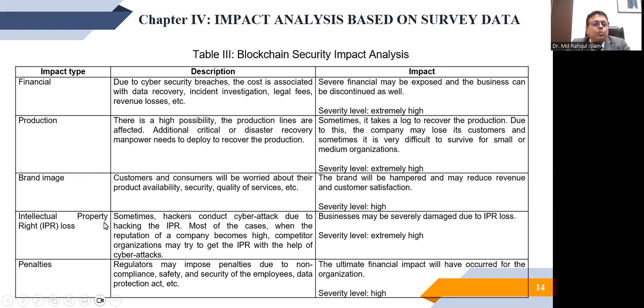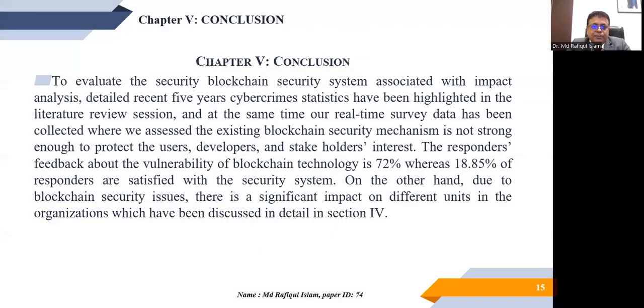Intellectual property rights: once a company loses its intellectual property or credentials, it suffers serious damage, which is extremely high. Penalties are definitely high. If any formula, intellectual property, or images are lost from other companies or clients, they will definitely be penalized by the regulators. That is the possibility. So these are the impact analysis and conclusion.